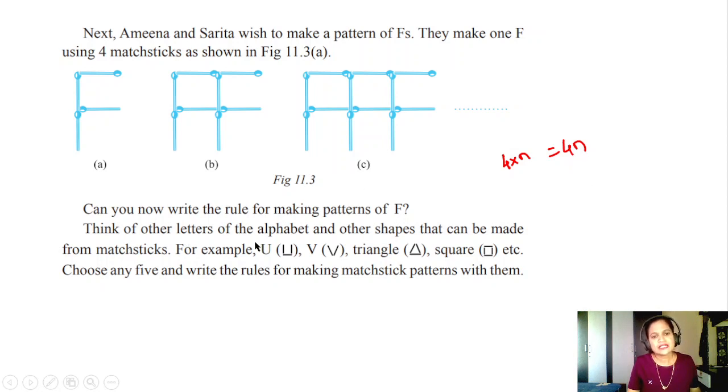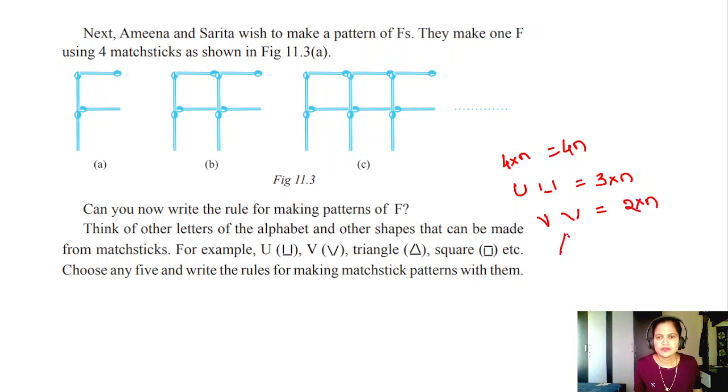Think of the other letters of the alphabet and other shapes that can be made from the matchsticks. Take U. To make U, we require 3 matchsticks. Okay, I write 3 into n. How many U's am I making? That number I should substitute here. I get the value for that. Here it is a V next. We require 2 matchsticks like this. 2 into n is the generalized formula for that.